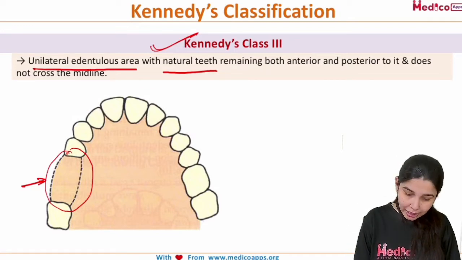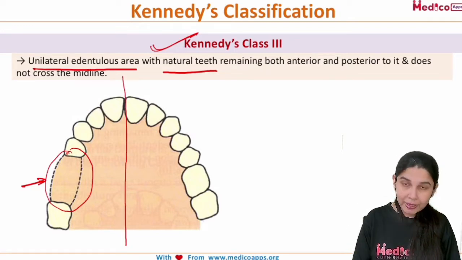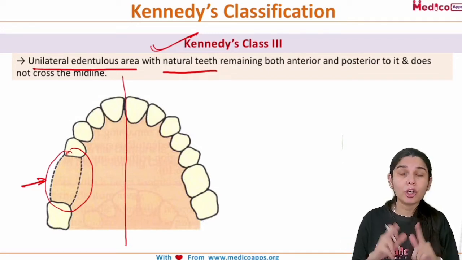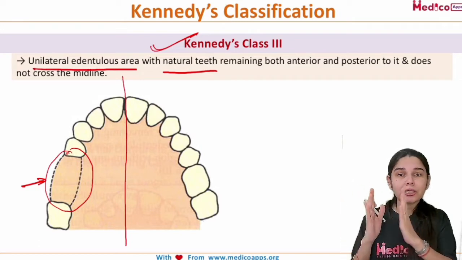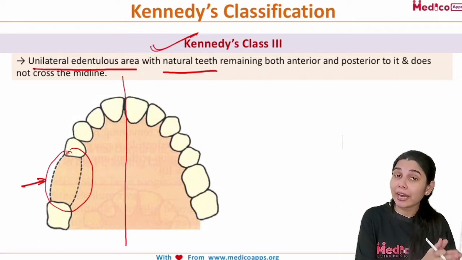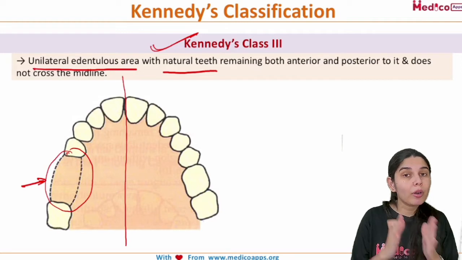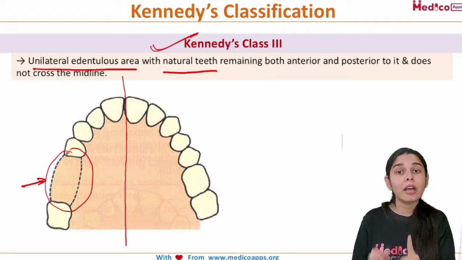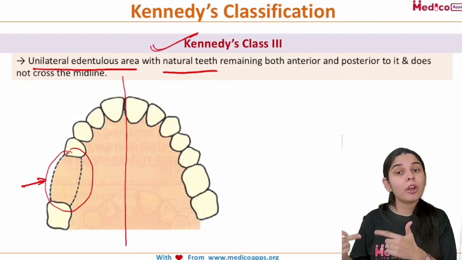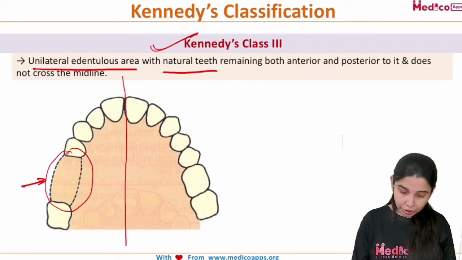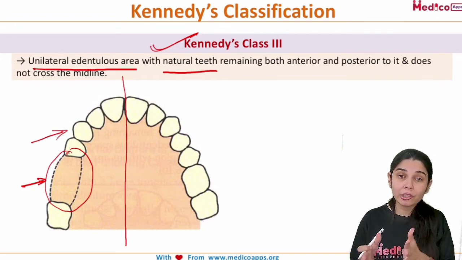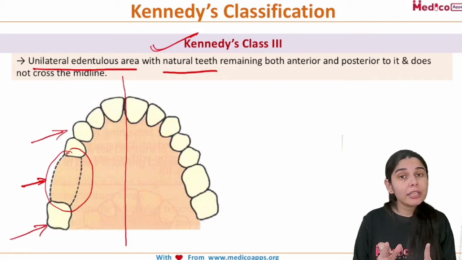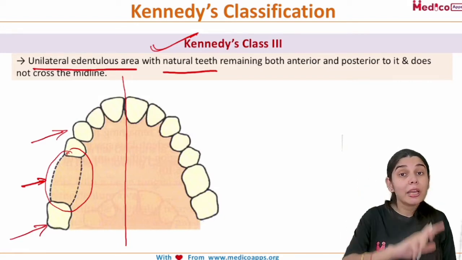What is the midline? If this is your oral cavity, this is the midline. So is the edentulous area crossing the midline? No, it is present on either side, left or right. Okay, so class 3: a unilateral edentulous area with natural teeth remaining on both the anterior and posterior sides. So it has anterior abutment teeth and posterior abutment teeth, and this edentulous area is not crossing the midline.